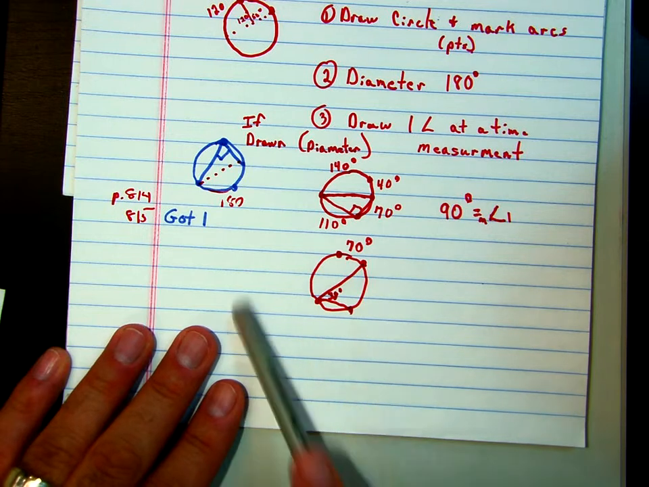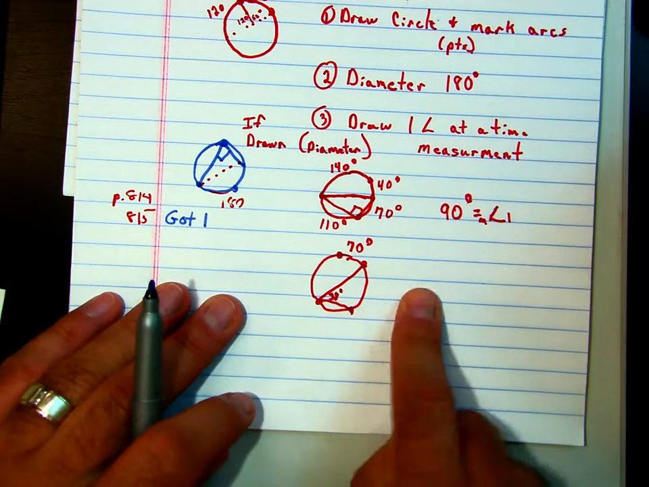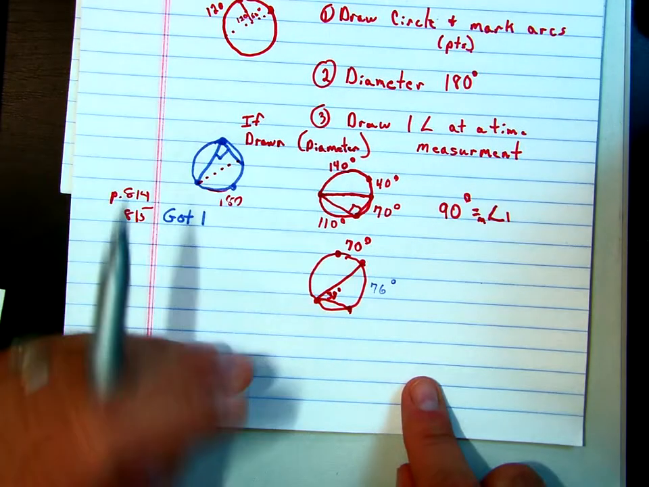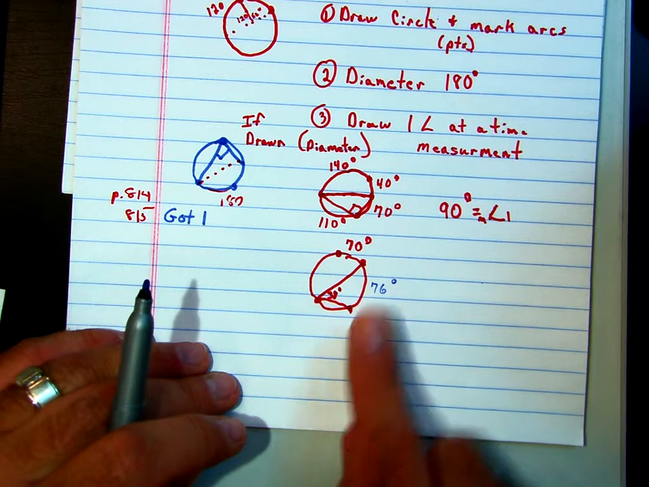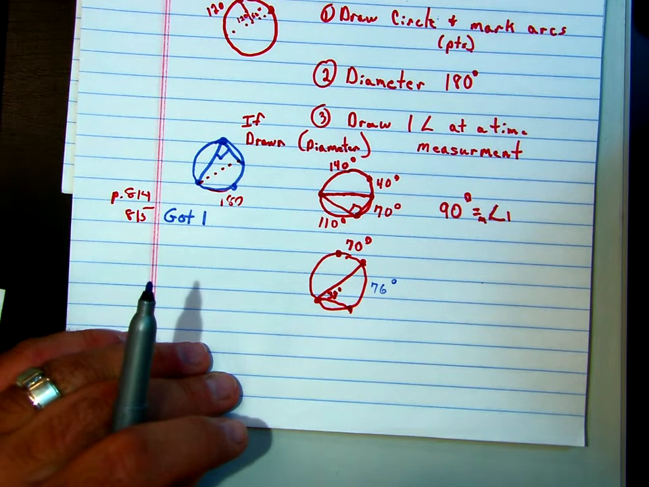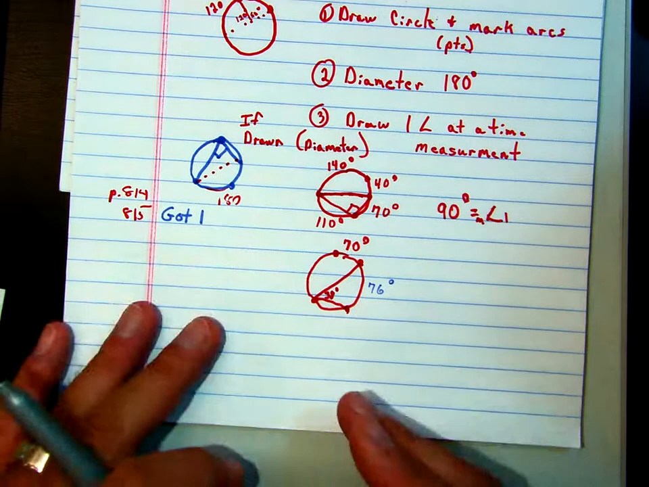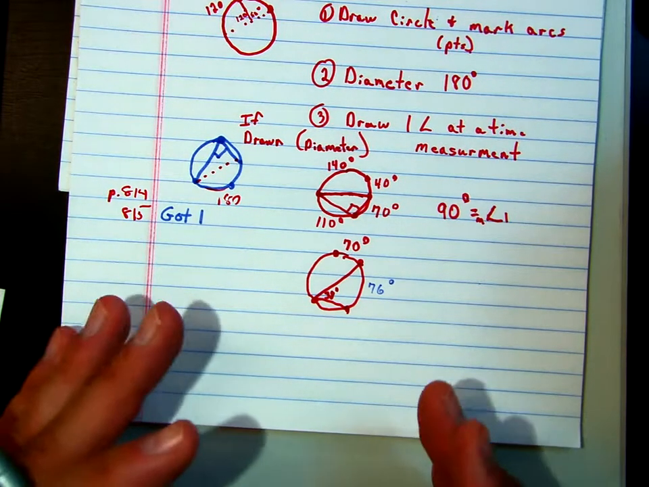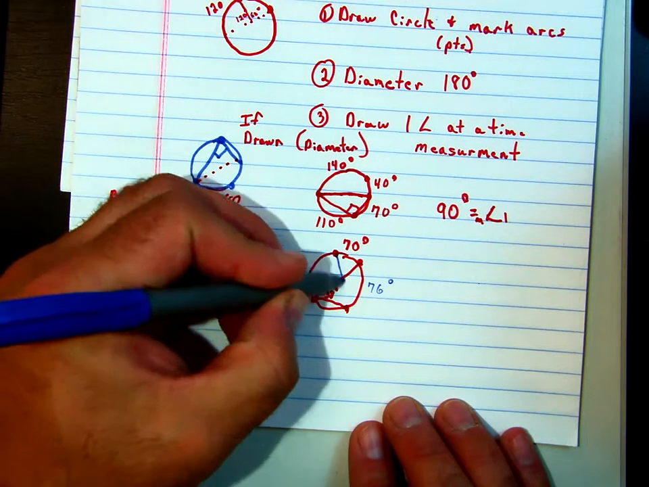Can I get any other arcs? Yes, I can. So now that 38, I'm throwing it up, it's now 76, right? Because I double it. Okay? Now, I've put all the information that I can from the picture. There's no diameter. I can't subtract from 180. I've got all the arcs I can do. Now I'm going to draw the angle they want me to find. They want me to find angle 2.